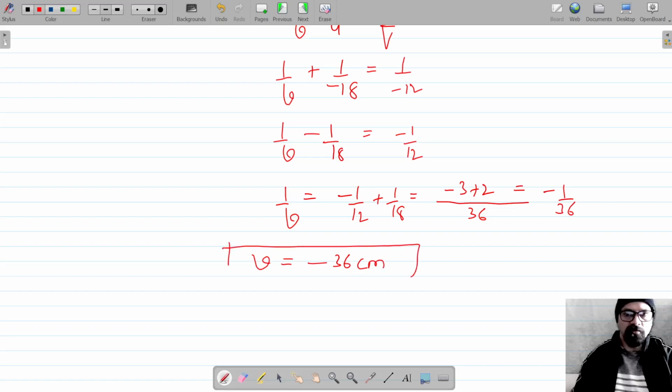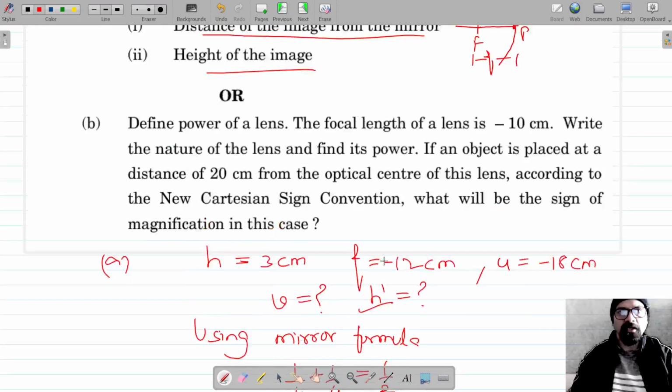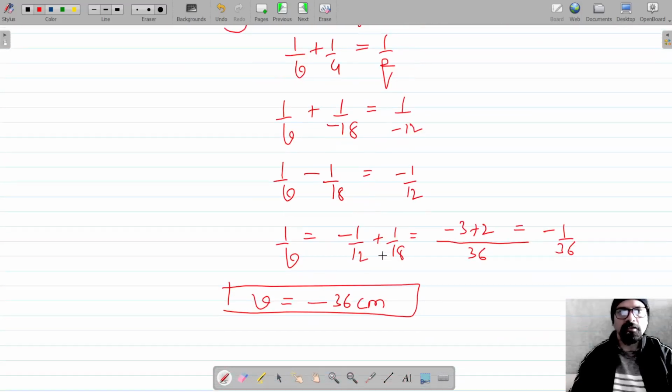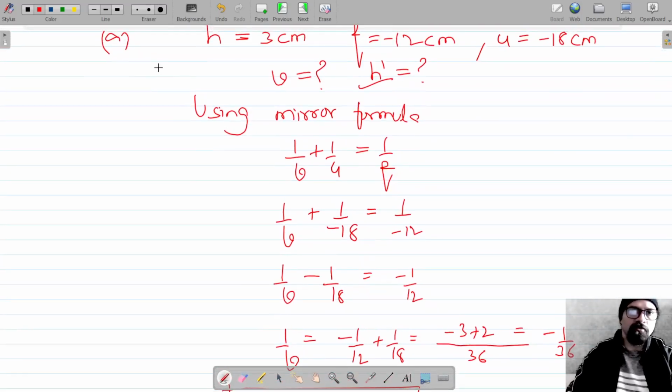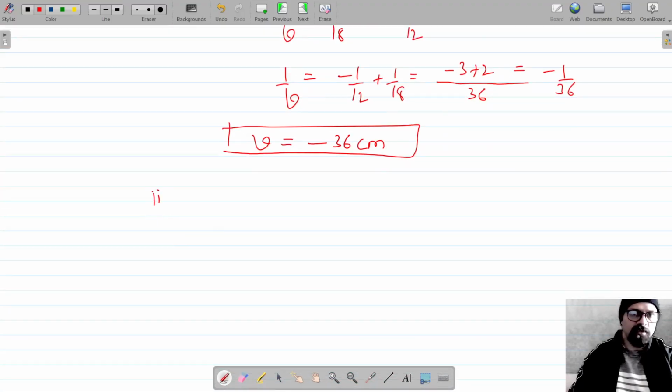Negative means that it's formed in front of the mirror, at a distance of 36 centimeter in front of the mirror. Okay, now second, we have to find out the image height. So we know that magnification is given by h dash upon h is equal to negative v upon u. So we are going to use this formula.